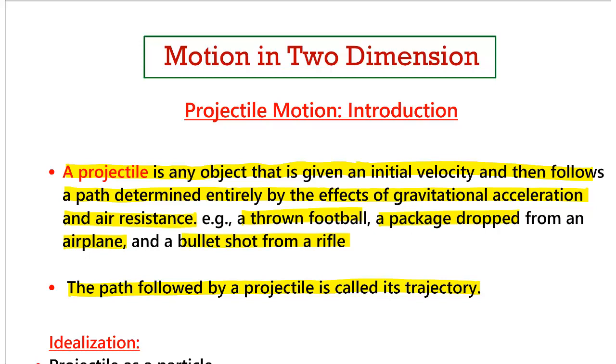Now the projectile you are throwing can be in any direction. You can throw a projectile in the horizontal direction, you can throw the projectile in the vertical direction, or you can throw the projectile at some inclined angle from the horizontal. So these all are examples of projectile. When I say projectile, the direction can be anything, the only requirement is that you must have some initial velocity. And it should move under the gravitational acceleration, that is g, and it should have some air resistance. In this video we will assume that there is no air resistance to make the model simple.